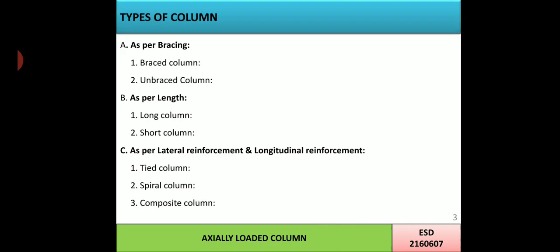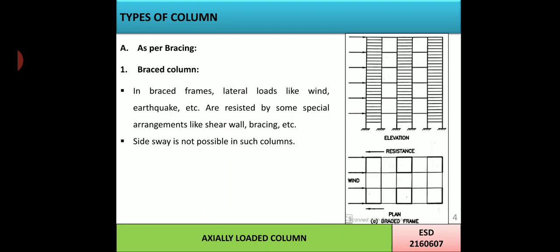Now, types of column. Usually columns are divided into three main categories: as per the bracing, as per length, and as per the lateral reinforcement and longitudinal reinforcement. Further, in all such categories, it is subdivided into two parts. Starting with the first category, as per the bracing.